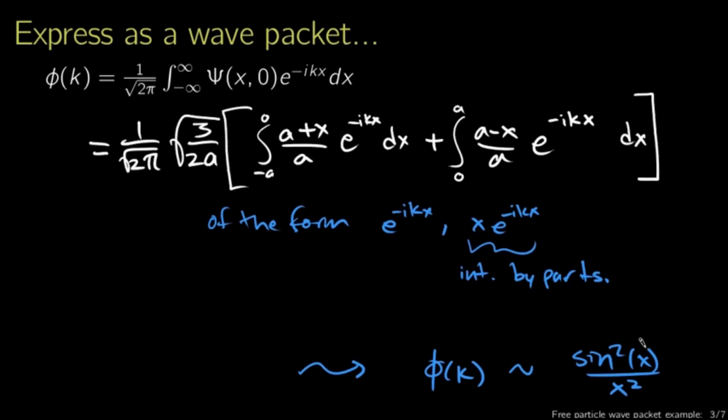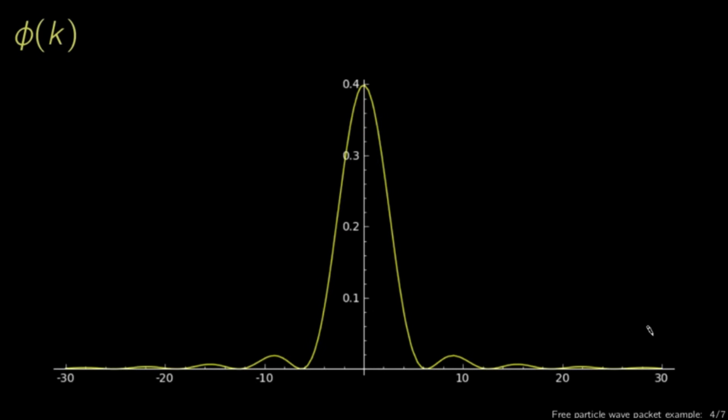Sinc squared, if you're familiar with the definition of the sinc function. Here's what that looks like. This is phi of k as a function of k. So our x-axis here is k, and our y-axis is phi of k. The sinc squared function here is symmetric between negative and positive values of k.